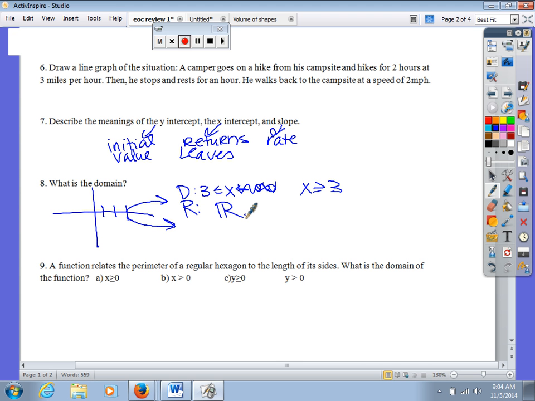Okay, number 9 is a simple problem. It says, a function relates the perimeter of a regular hexagon to the length of its sides. What is the domain? Okay, this is process of elimination. First off, domain is what? X or Y? X. So automatically C and D are out. Got it? Okay, so between A and B, think about it. If I'm talking about the length of a side of something, will it ever equal 0 or will it be greater than 0? Has to be greater than 0, because if something has a side of 0, does it actually exist? No. So it should be B.